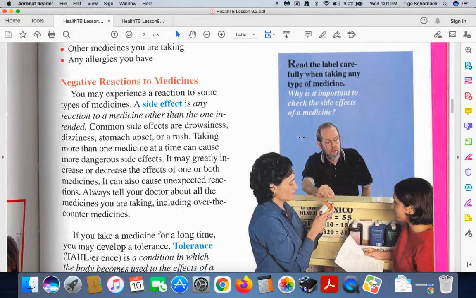Negative reactions to medications. You may experience a reaction to some types of medications. A side effect is any reaction to a medicine other than the ones intended. Common side effects are drowsiness, dizziness, stomach upset, or a rash. Taking more than one medicine at a time can cause more dangerous side effects and may greatly increase or decrease the effects of one or both medicines.